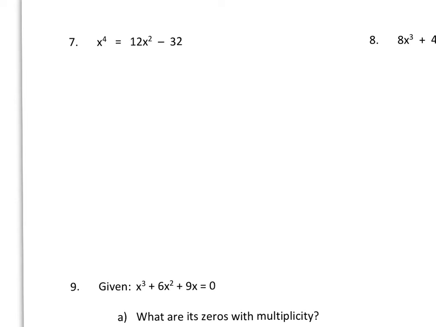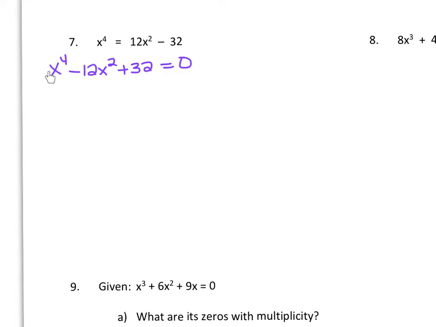Okay, so I'm going to bring down the x to the 4th. And if I move the positive 12x squared to the other side of the equation, it becomes a negative. Its sign is going to change. And if I bring the negative 32 to the left-hand side of the equation, it's going to become a positive 32. And then I'm going to bring down my equal sign. And since I moved everything away from this side of the equation, I'm left with 0. Okay, so now we're just going to factor.